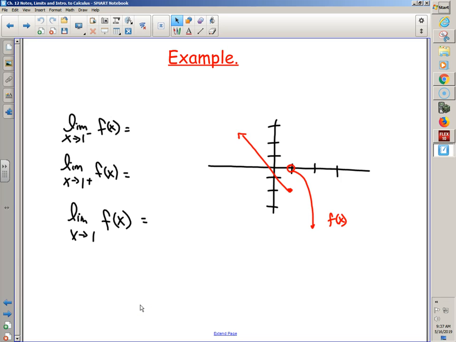How would you do this one, guys? What would the limit be as x comes towards 1? Is that from below or from above? From the left or from the right? From the left is a number a little bit below 1, like 0.9. And where would 0.9 be on the graph? This way, right? So if I'm going 0.9, 0.99, 0.9999999, where is the function going as I go towards 1 from below?